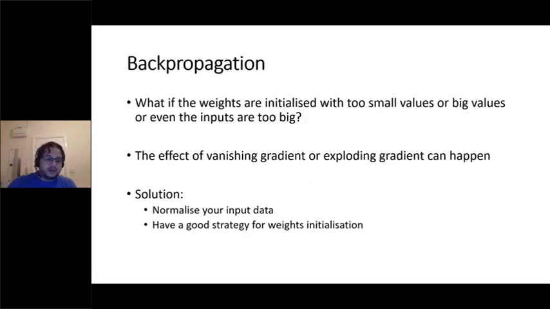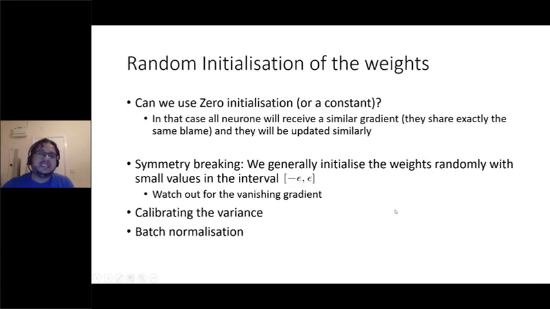So these are two major problems: the vanishing gradient and the exploding gradient. To avoid these problems, you have to normalize your data. For example, if you are measuring something, avoid having very, very high inputs or very small ones, and have a good strategy for weights initialization. You shouldn't initialize your weights in a random manner that can create problems. You have to have a good strategy. Let's see how we can initialize our weights.